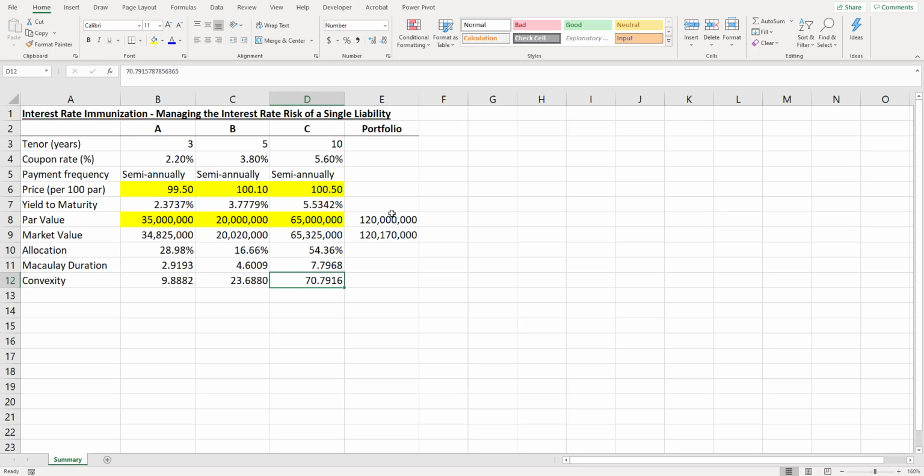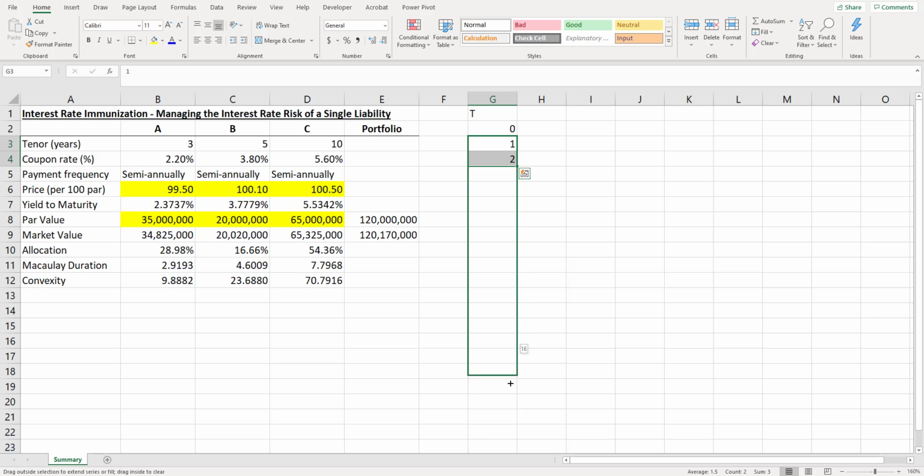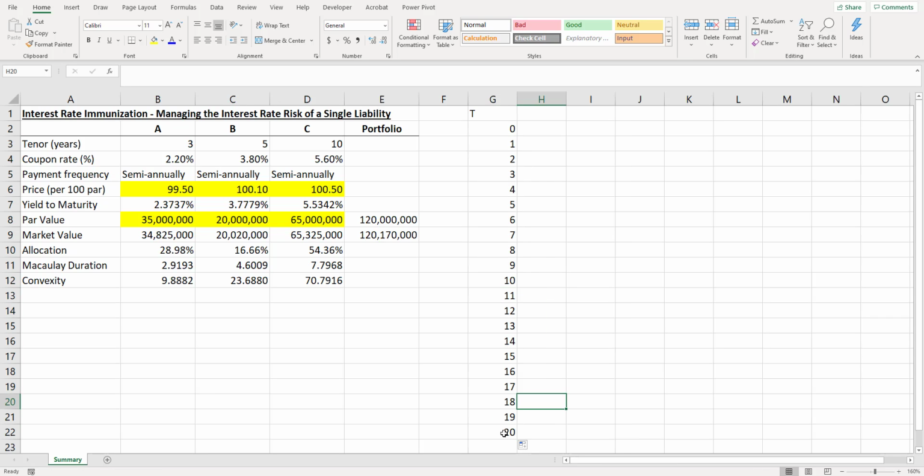Now what I'm going to do is build the cash flow schedule. So I'll start with T, from 0. I will name all these in semi-annual periods, so it's 1 and 2, and I will drag this all the way down to 20. So 20 means 10 years in 20 semi-annual periods.